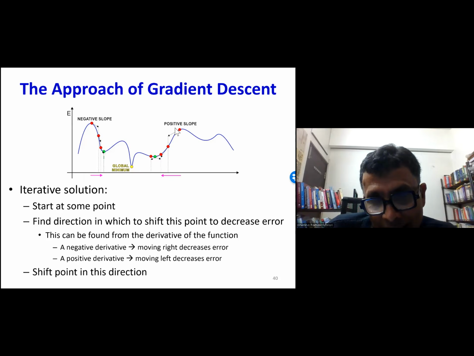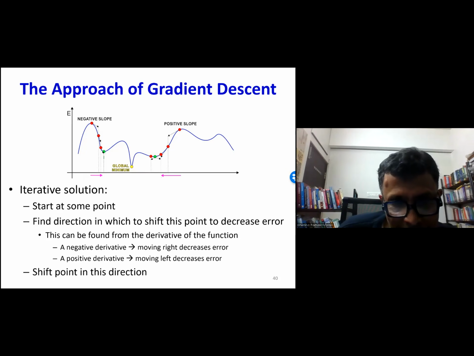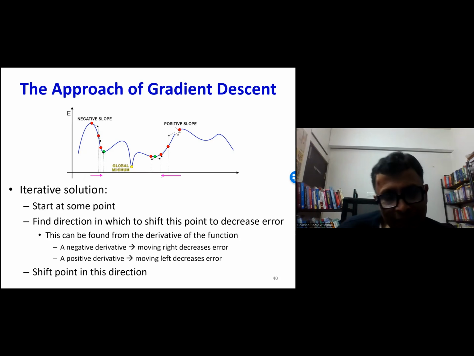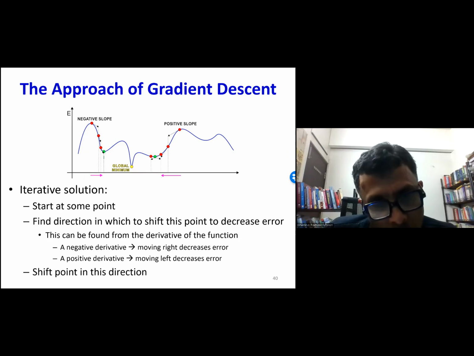On the other hand, if you're in a place like this, where the derivative is positive, will an increase of x increase the function or decrease the function? If the slope is positive, what do you want to do with x? You want to decrease it, right? So whenever you have a negative slope at some current estimate, you want to increase x. You want to move right to go lower. Similarly, if the slope is positive, you want to move back in the decreasing direction to go lower.